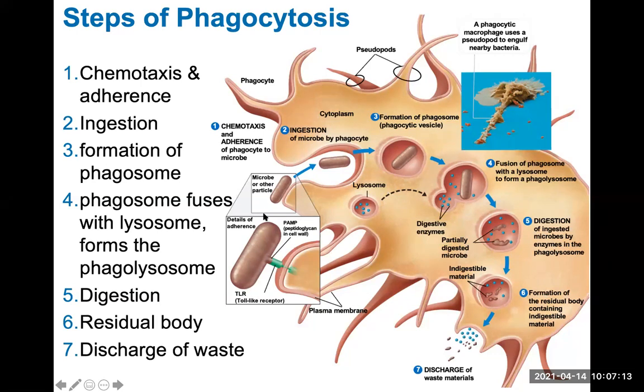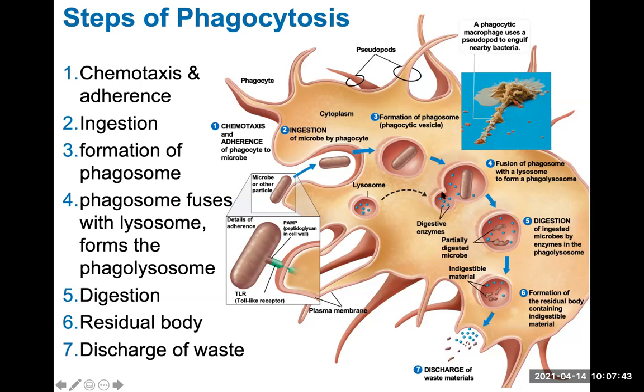Okay, then the phagocyte is going to bring the microbe inside of itself, so it ingests it and forms a vesicle. And the vesicle is called a phagosome. And then the lysosome vesicles inside of the phagocyte are going to fuse with the phagosome.